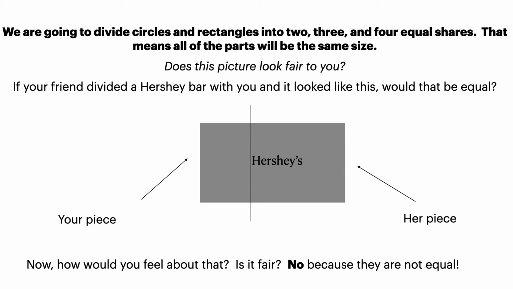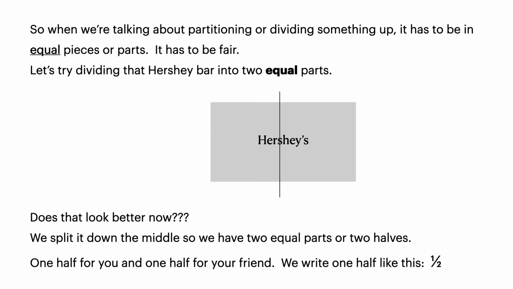Does this picture look fair to you? If your friend divided a Hershey bar with you and it looked like this, would that be equal? See your piece and see her piece. Now, how would you feel about that? Is it fair? No, because they are not equal. So when we're talking about partitioning or dividing something up, it has to be in equal pieces or parts. It has to be fair.